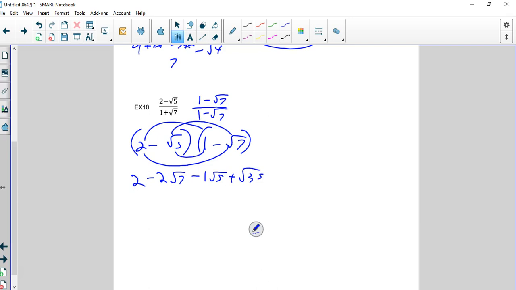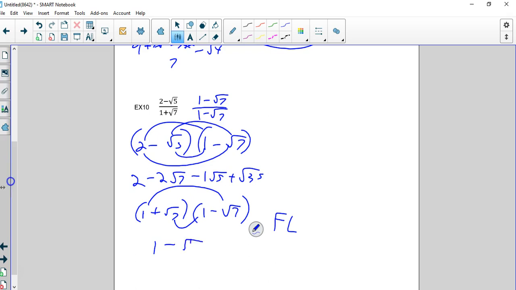On the bottom, I'm going to get 1 plus radical 7 times 1 minus radical 7. Now remember, the whole purpose of this is for the outer and the inner to cancel, because the inner is positive, the outer is negative 1 radical 7. Those are going to cancel. So really, instead of foiling, I just have to do Florida, FL. So first times first is 1, and last times last is minus the square root of 49, or 1 minus 7, or negative 6.